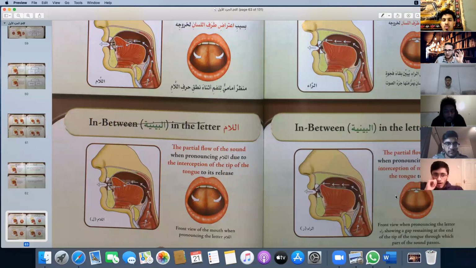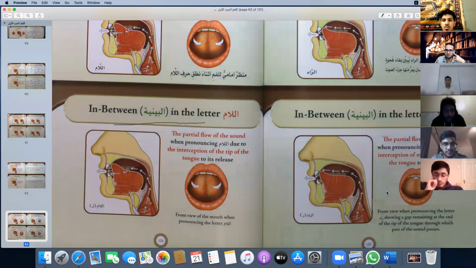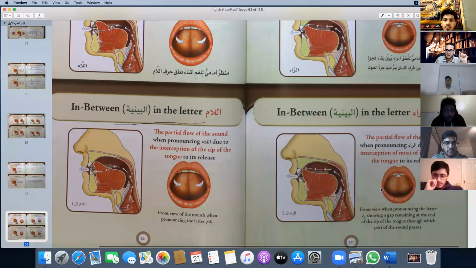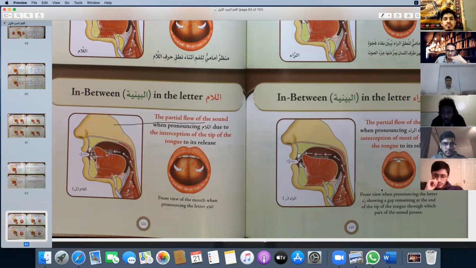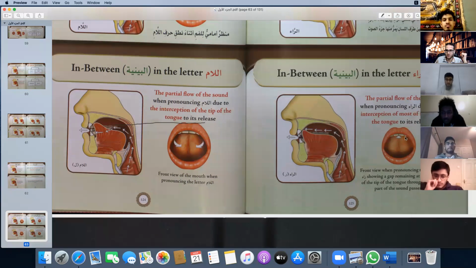And that's why the partial flow of the sound when pronouncing the Ra is due to the interception of the most of the tip of the tongue to its release. So those two parts are closed, and just this part is open.